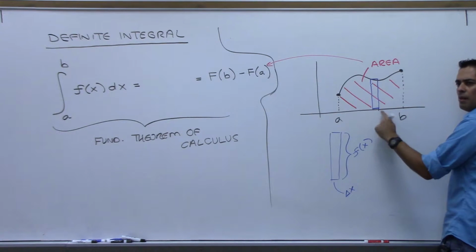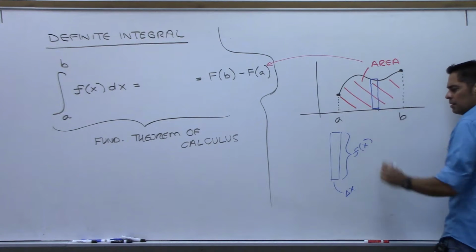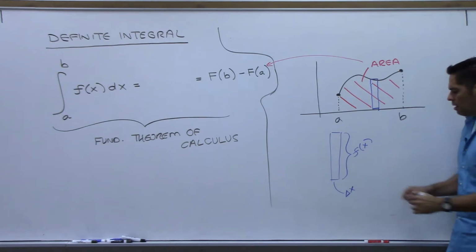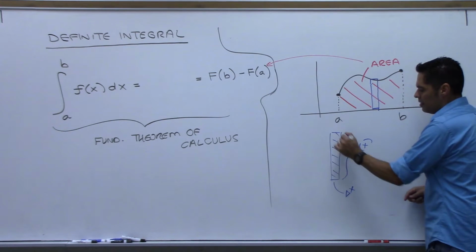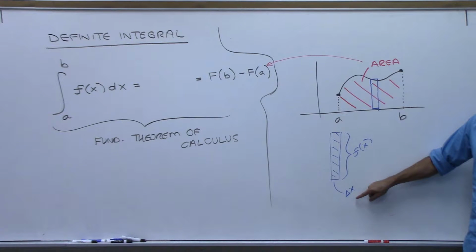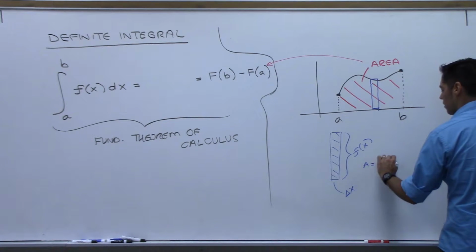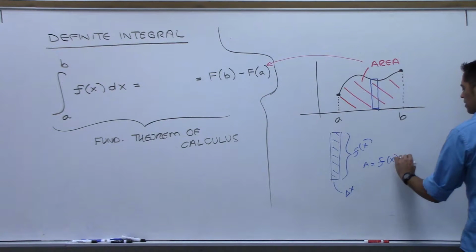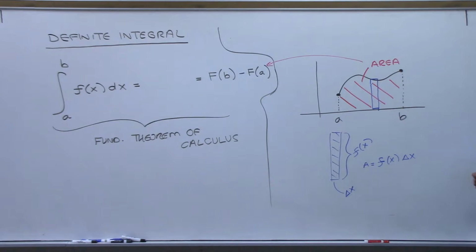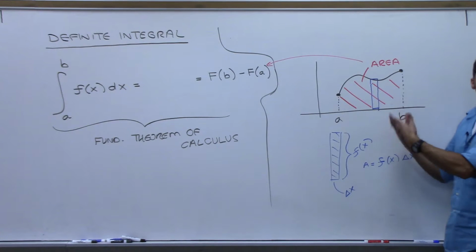We could pick the right or the left endpoint, or anywhere in between. Does that ring a bell to you? All right, so then if I wanted the area of this rectangle, it would be this times this. So the area of that rectangle would be f of x times delta x. And then what we did is we said, well, we just want to add them all up, right?